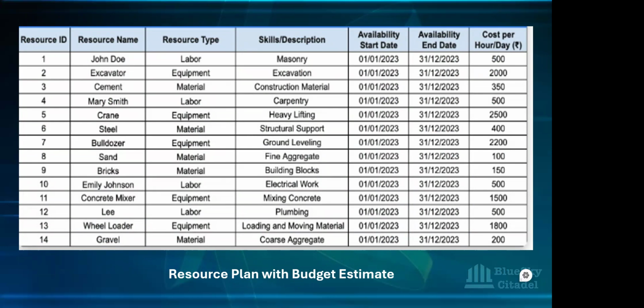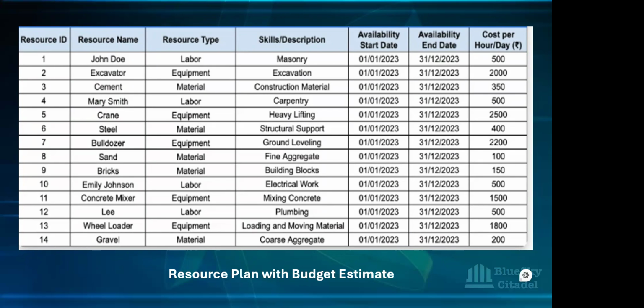You have the resource ID, which is just the serial number, and then you have the resource name there. You have the resource type also. You need to have the description also in place. You have to have the availability start date. You have to have the availability end date, and then you're looking at the cost per hour for that particular resource. Okay, so you want to have that in place.